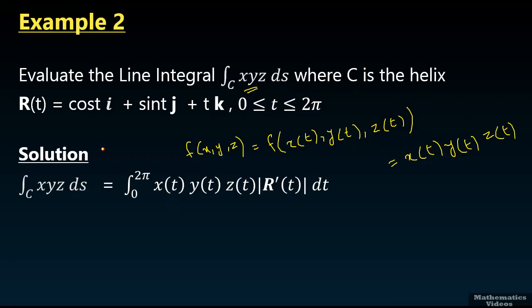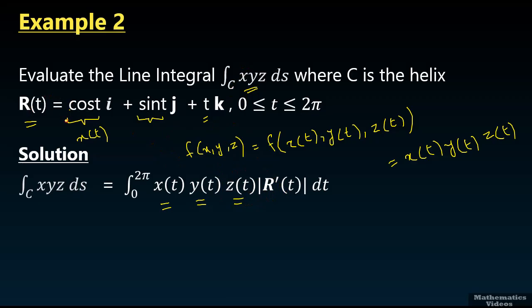Okay, and from the parametric representation, it is clear that x of t is cos t, y of t is sin t, and z of t is just t. Furthermore, the parameter t ranges from 0 to 2 pi, so the lower limit of integration with respect to t is 0 and the upper limit of integration is 2 pi. Now we will put the value of x of t, y of t and z of t. x of t is cos t, y of t is sin t and z of t is t. So put these values, and furthermore we need the magnitude of r prime of t.